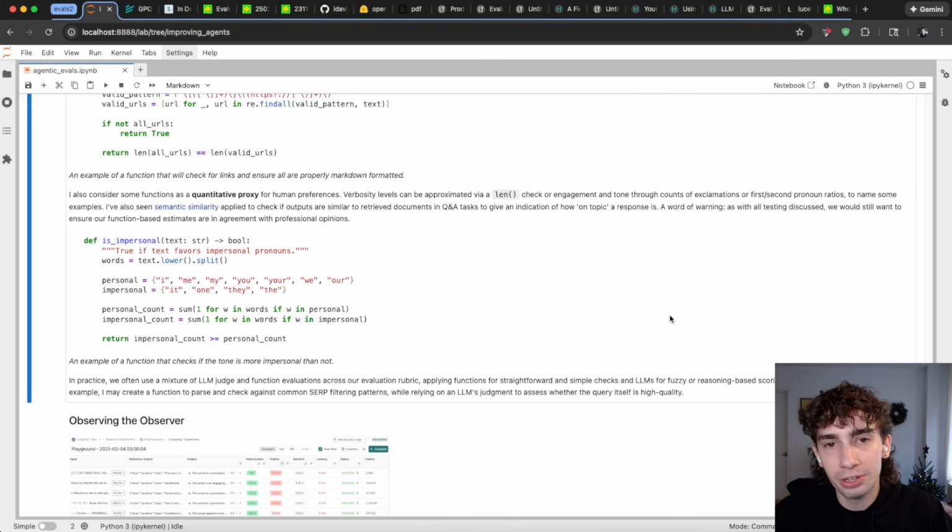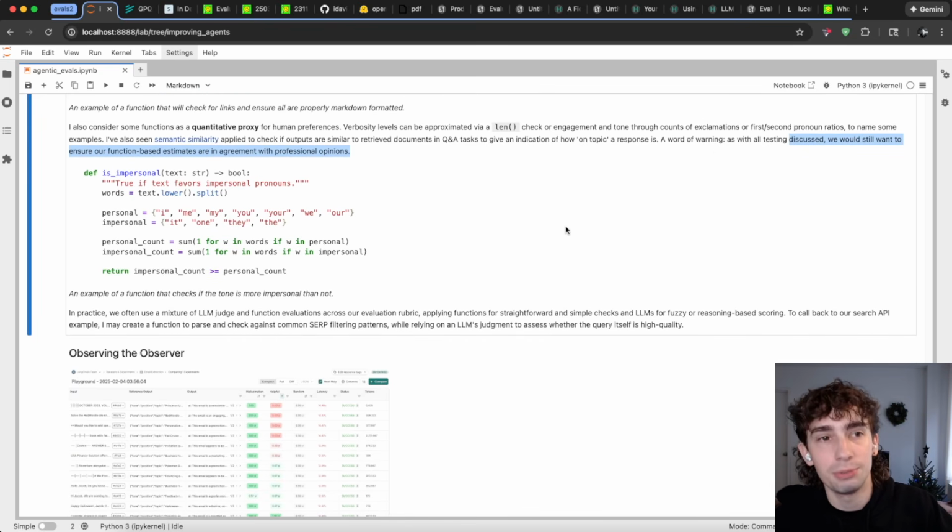A couple words of warning, however, on this last one about semantic similarity. I would say it's less of a definitive check and more of a check in direction of whether or not you are performing well or poorly. It doesn't necessarily tell you exacts here. It's difficult to interpret. And then, of course, as with all of the testing that we've been discussing, we would still want to make sure that our function-based estimates are in agreement with our professional opinions.